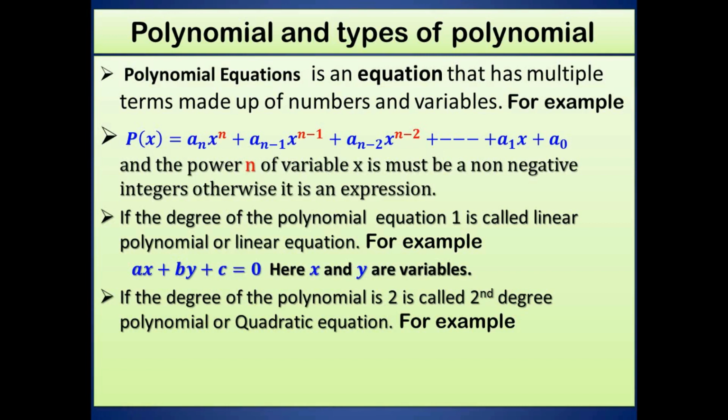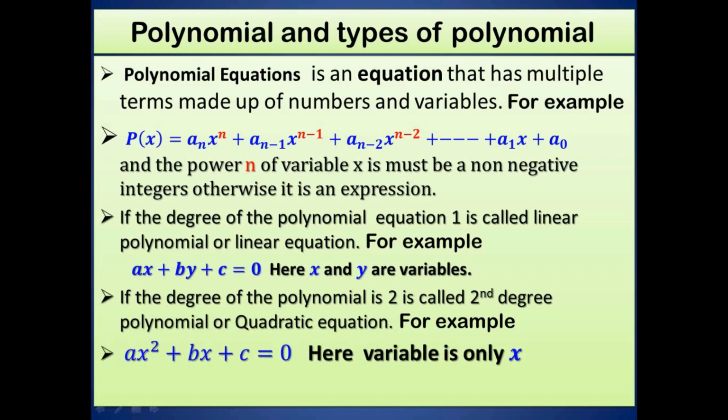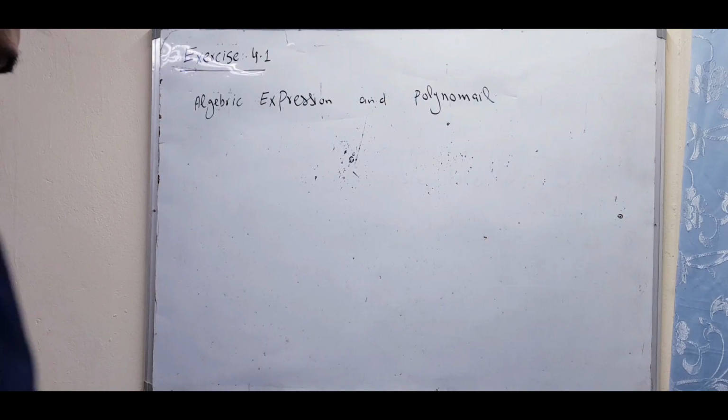If the degree of the polynomial is 2, degree 2 means the highest power of the polynomial is 2, it is called a second degree polynomial or a quadratic equation. What is it called? Quadratic equations. The general quadratic equation is ax square plus bx plus c equal to 0. Here how many variables arise? Here is only one variable, and that variable is x. Right? Okay, go to the next.